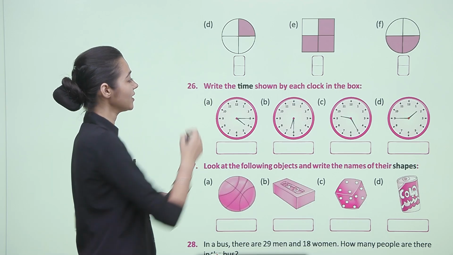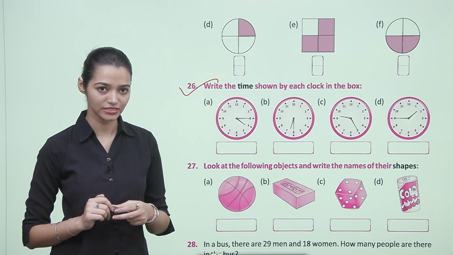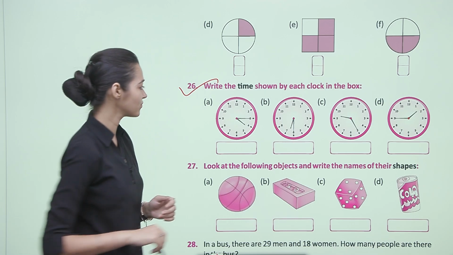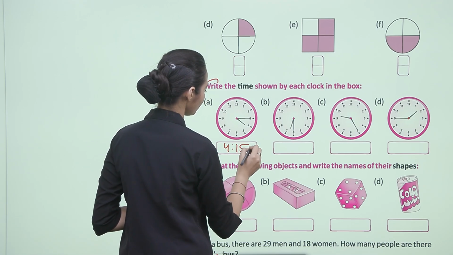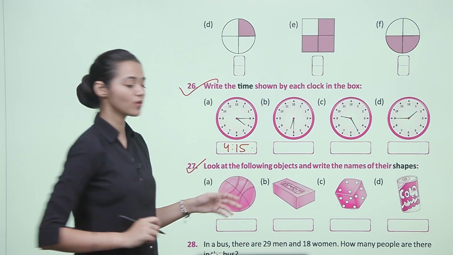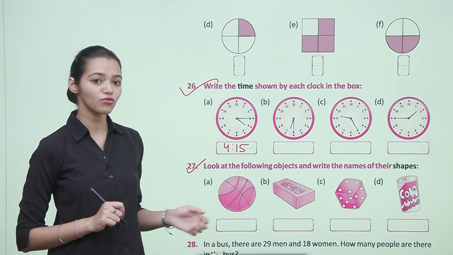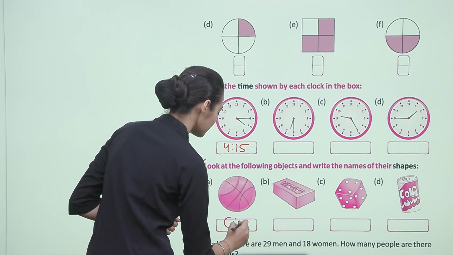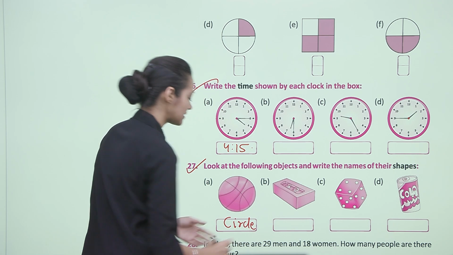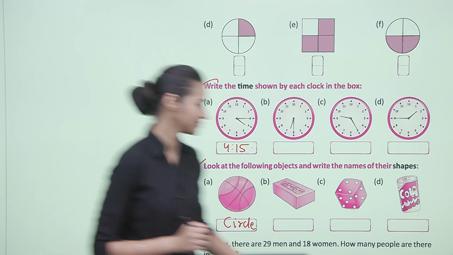Now, in the next one, we have to write the time shown by each clock in the box. So, the time here is 4:15. In the next one, we have to look at the following objects and write the names of the shapes. So, in the first one, it is a circle. That's how you have to write the shapes of the different parts.